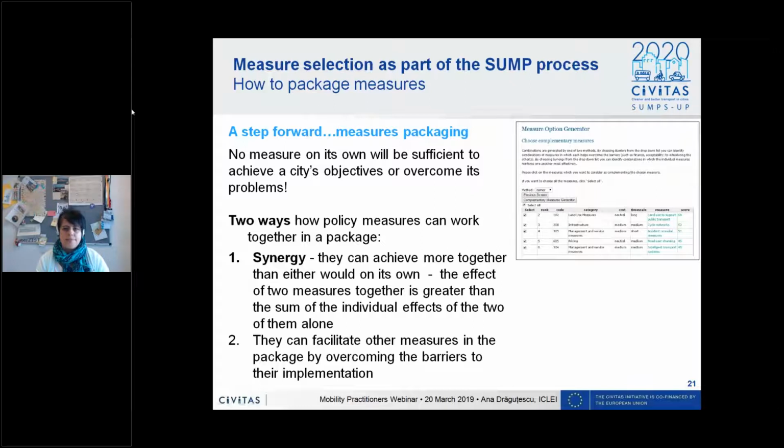So the advice is to create these packages of measures of 2 or more measures together, and the impact is bigger than the individual effects, and they can facilitate the other measures. So by implementing one measure together with another one, it can also facilitate the implementation of the initially foreseen measure.